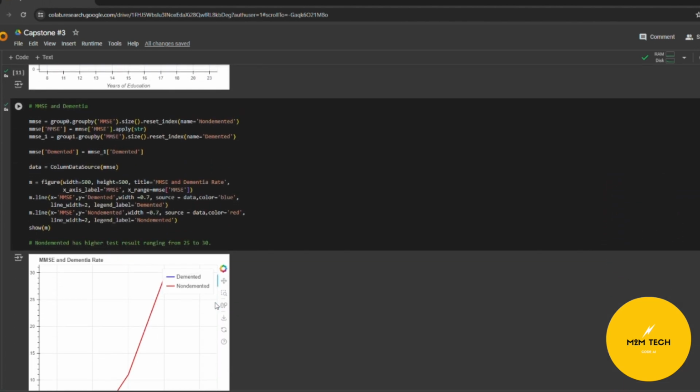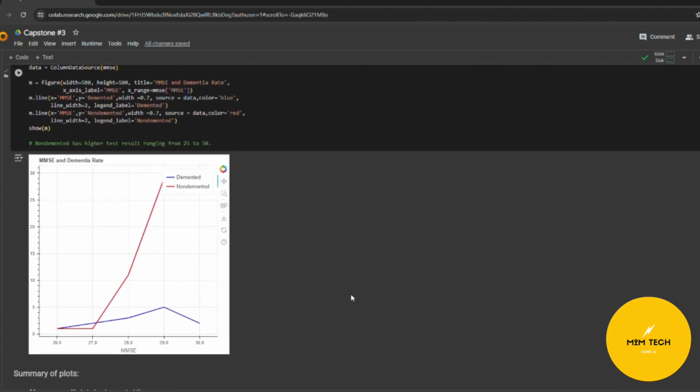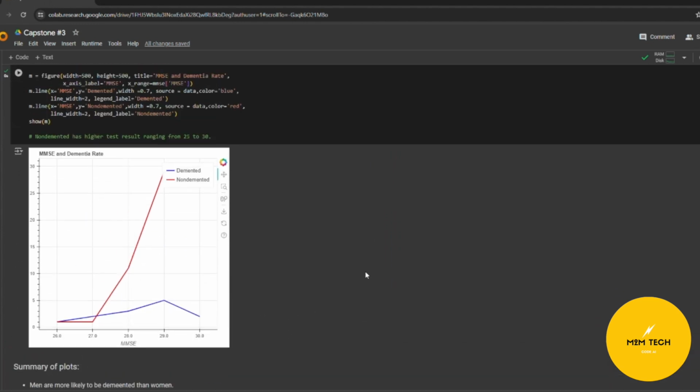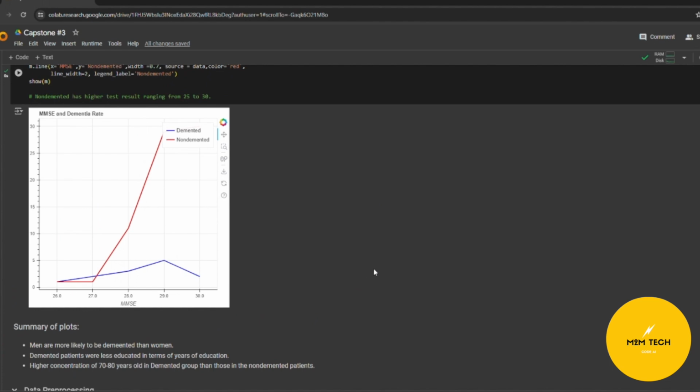And in the last of my visualizations, we can see that the non-demented group has a higher test result in the mini mental state examination compared to the demented group. So from these plots, we can see that men are more likely to be demented than women. Demented patients were less educated in terms of years of education, and there's a higher concentration of 70 to 80 year olds in the demented group than in the non-demented group.